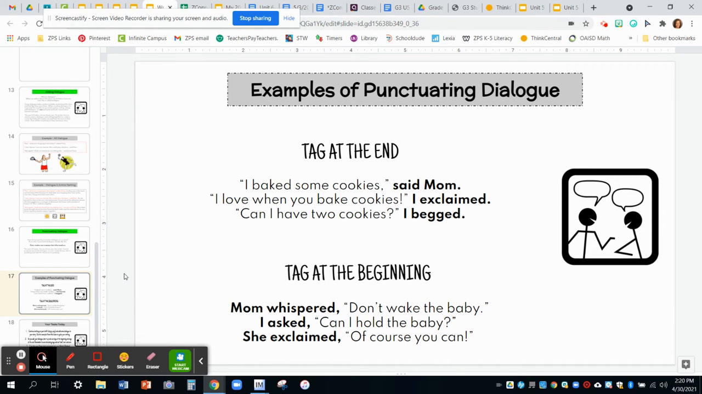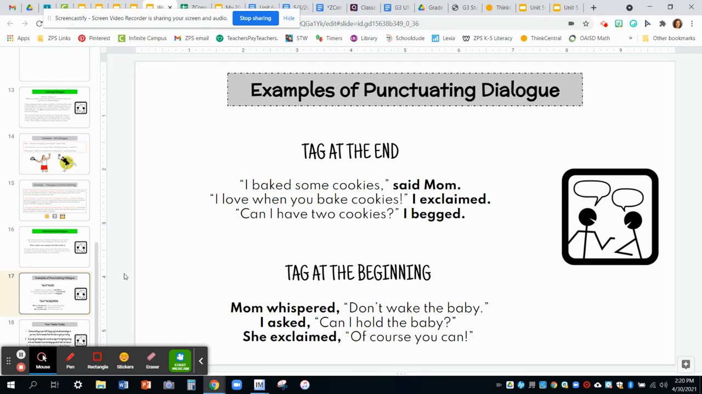I baked some cookies, said Mom. Said Mom is the tag. I love when you bake cookies, I exclaimed. I exclaimed is in bold, and that's the tag. Can I have 2 cookies? I begged. I begged is the tag.